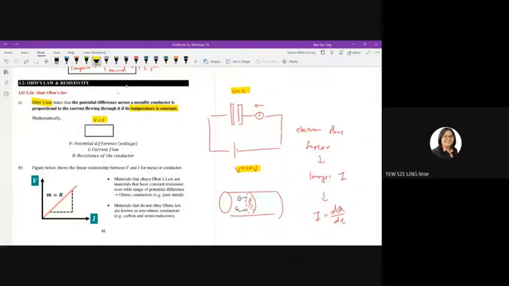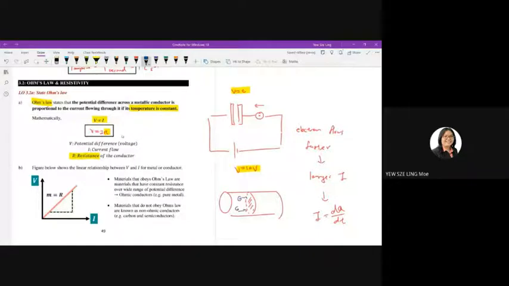That is the relationship. To make it into a mathematical equation, V is equal to IR. We add a constant, and the constant in this equation we call resistance. Meaning that if you're using the same resistor, the value of R would be fixed. So by changing I or V, it won't change the value of the resistor.